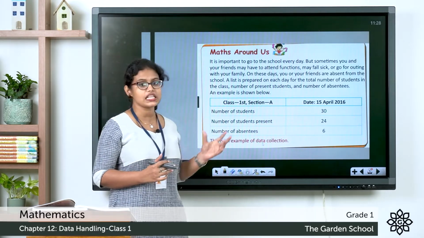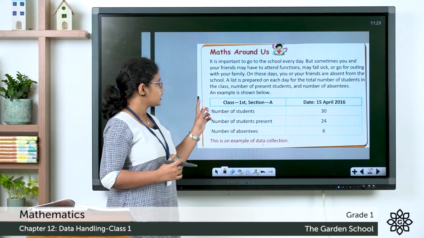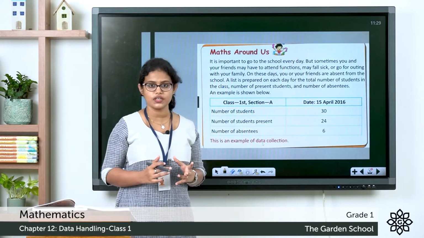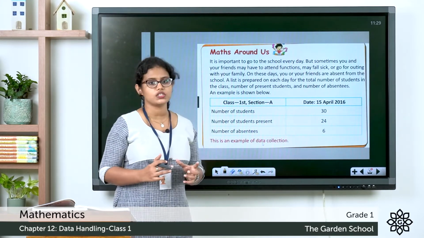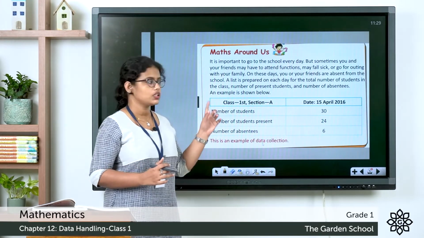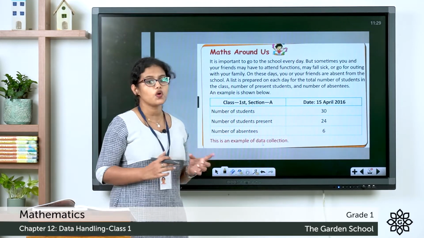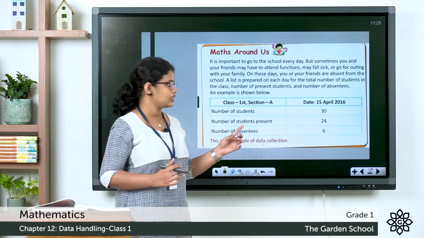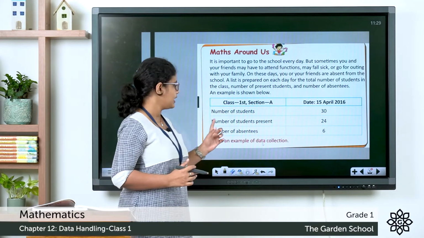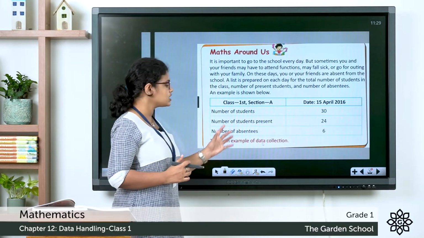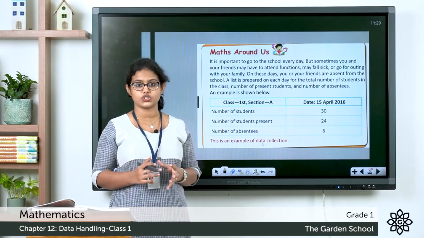So see here, an example is shown here. Class 1, section A. Then date is also given. So number of students. In class 1, the total number of students are 30. Then number of students present, that is 24. Number of absentees, that is 6. So this is an example of data collection.